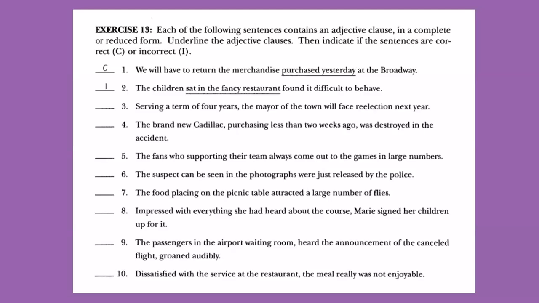Okay, let's check the answers. We've already explained 1 and 2. Let's go straight to number 3. Number 3 is correct. Number 4, incorrect. Purchasing should be purchased to have a correct sentence. Number 5, it's incorrect. In this sentence, we should omit who.